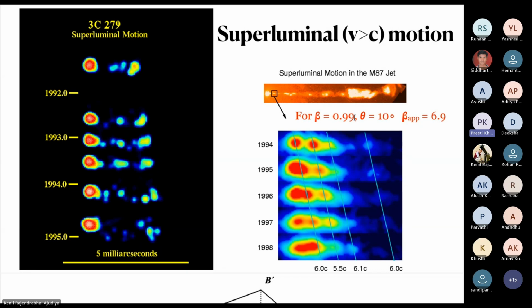On the left panel is superluminal motion in one of the quasars, 3C279, and on the right side is superluminal motion in M87, in one of the portions of M87's jet. So why is this happening? Let's go to the next slide.